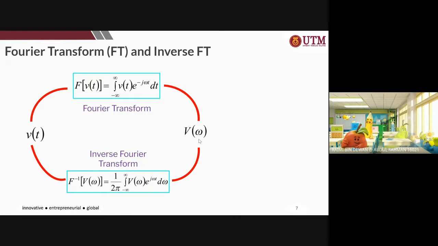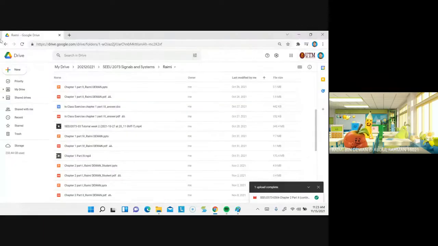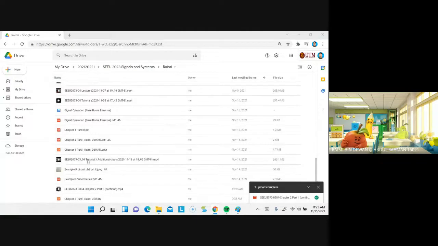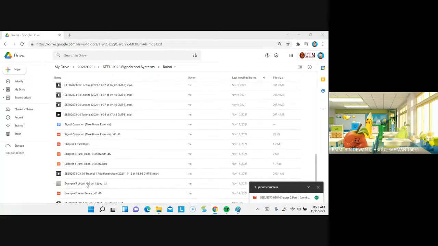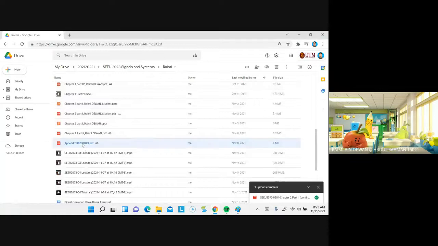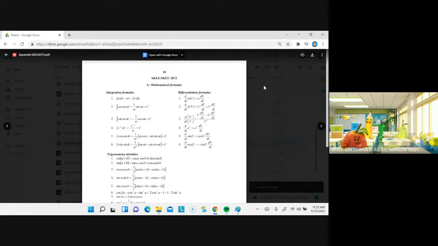And if we want to convert back from the frequency domain to our time domain, we need to perform the inverse Fourier transform. Then we will have the fixed 1 over 2 pi here and e to the j omega t d omega. You see here, d omega. So you guys may refer to your appendix.